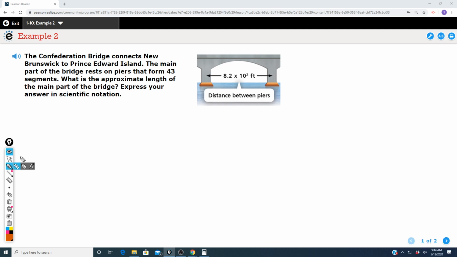So if we look at our differences here, we look at our little example. It says the Confederation Bridge connects New Brunswick to Prince Edward Island. The main part of the bridge rests on piers that form 43 segments. So what is the approximate length of the main part of the bridge? The main part of the bridge in this instance is the bridge that you're driving on.